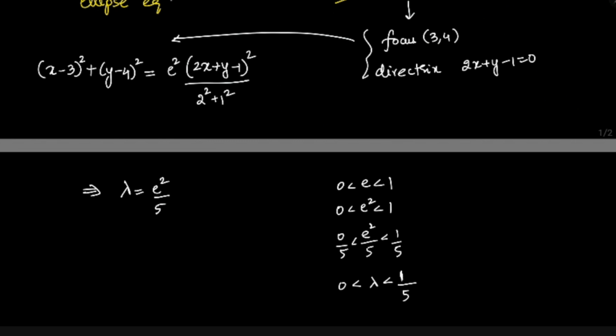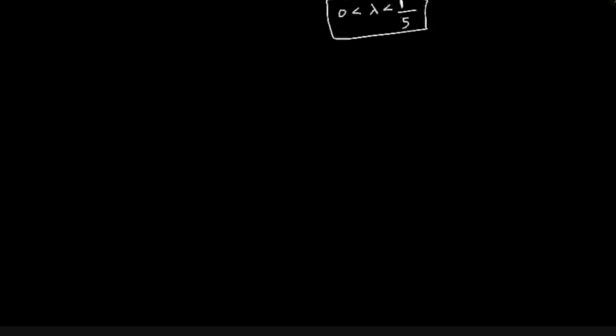e square by 5 is lambda. If the lambda value is a number from 0 to 1 by 5, then only the above equation can represent an ellipse, because eccentricity for an ellipse must be between 0 and 1. Next part.